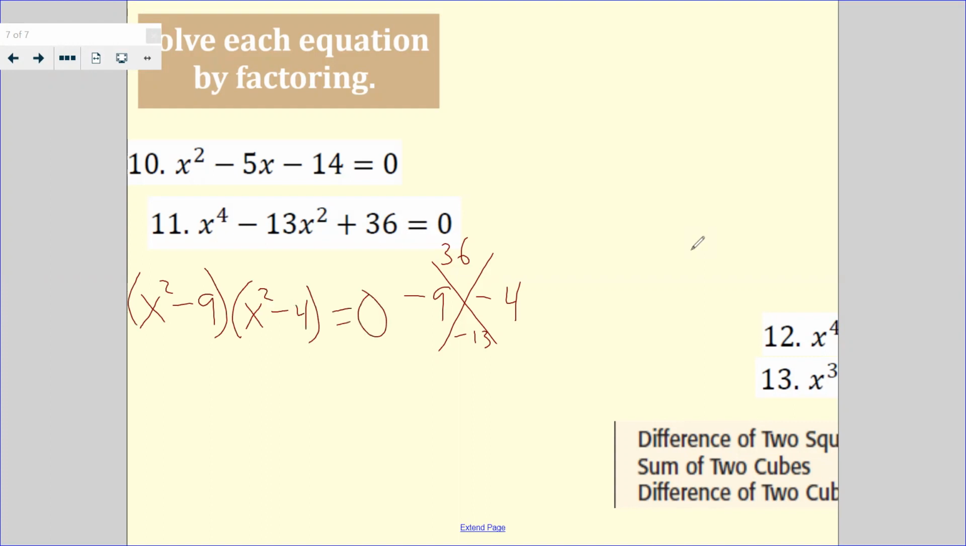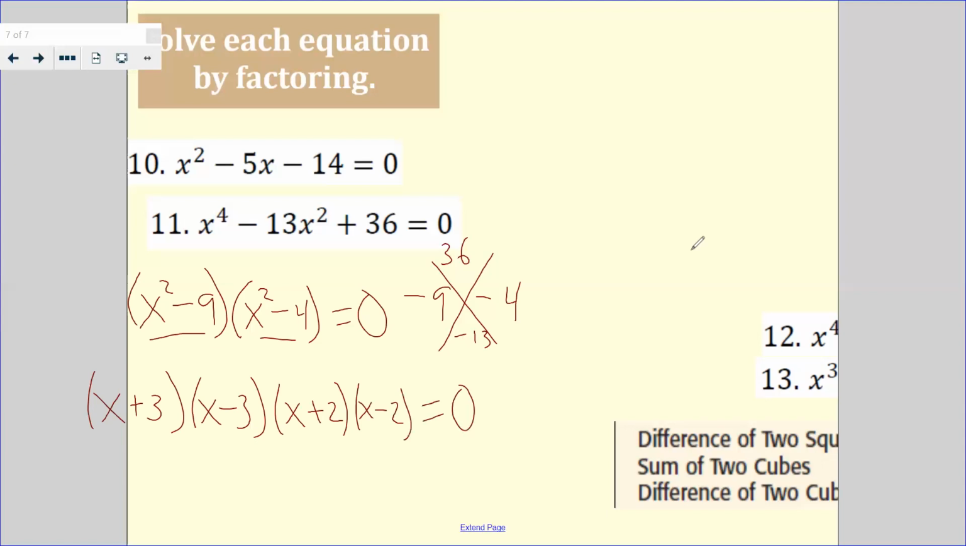Okay, now I'm not necessarily done factoring. In this case, I have difference of squares and difference of squares. So what is the value that gets me to 9? Well, 3 squared. So this is x plus 3 and x minus 3. And then I know x plus 2 and x minus 2. That would get me 2 times 2 is equal to 4. So I factored this out completely.